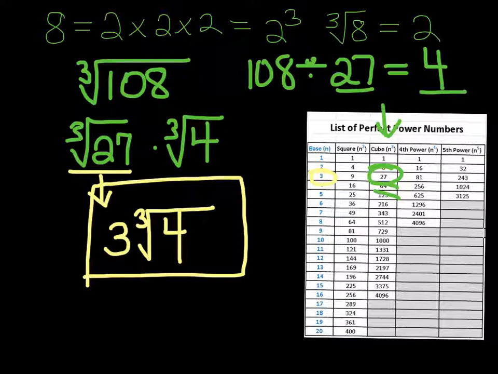You can apply this same principle to 4th roots, 5th roots, 6th roots, any root at all. You just find the largest perfect power that will divide evenly into the value that you're looking to simplify. And that's it.